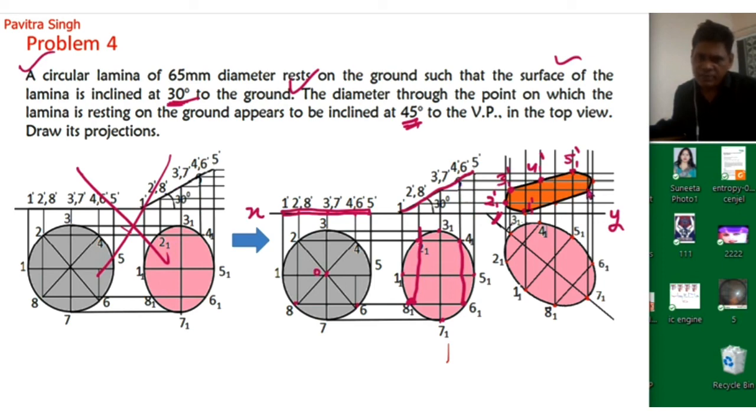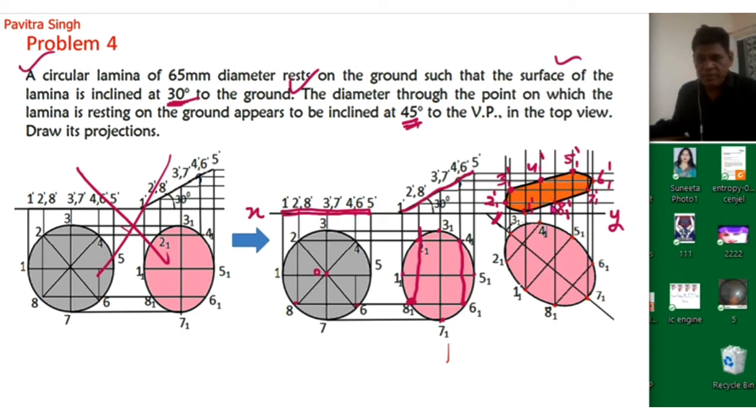Similarly, horizontal line from point 6 dash, vertical line from point 6 1, so we will get this point 6 1 dash. Again, vertical line from 7 dash, horizontal line from point 7 dash, so we will get this point 7 1 dash. Finally, we will draw vertical line from point 8 1, horizontal line from point 8 dash, so we will get this point 8 1 dash. Okay, so now we are having 8 points, and we will connect all these points.